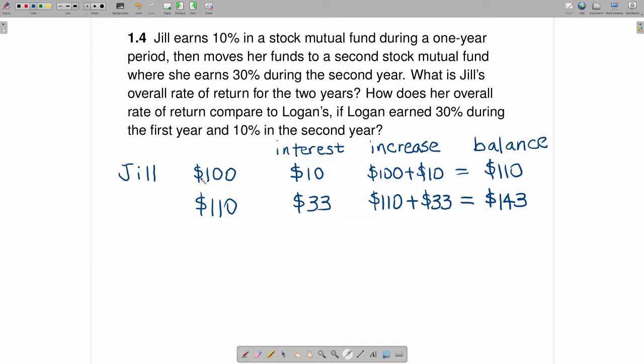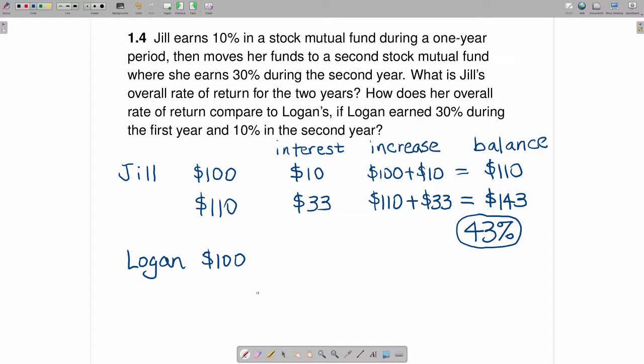So if she went from $100 to $143, her overall rate of return over the 2 years is 43%. Pretty good. Now let's go to Logan. To compare apples with apples, we want to start Logan out with $100.